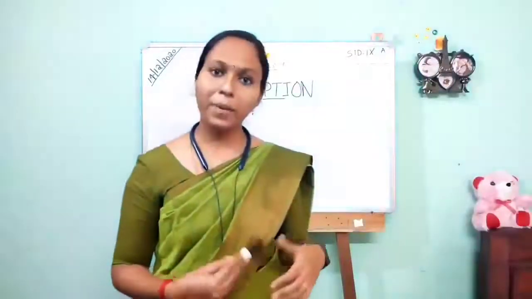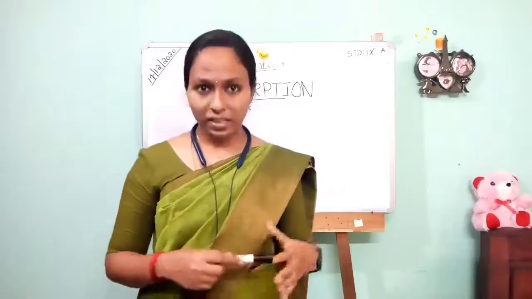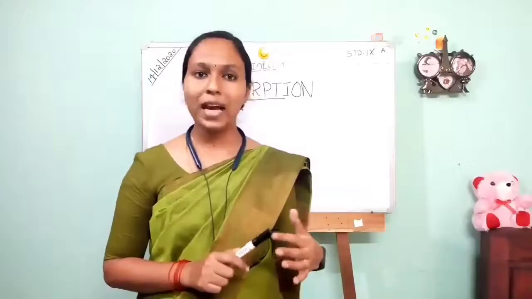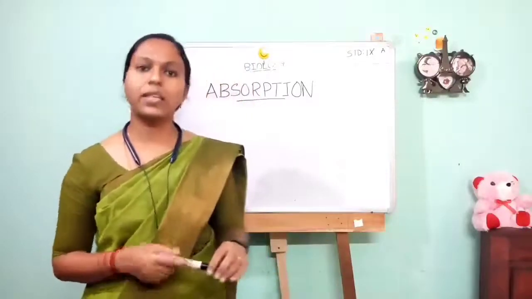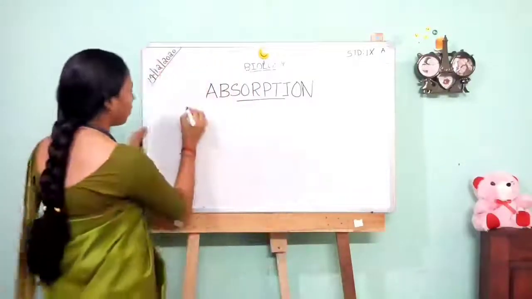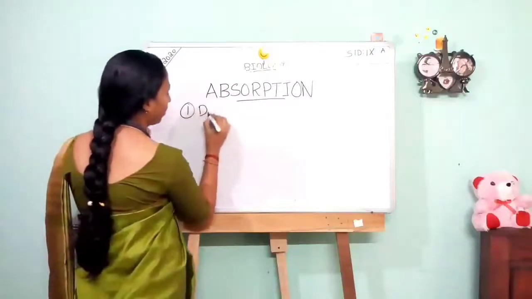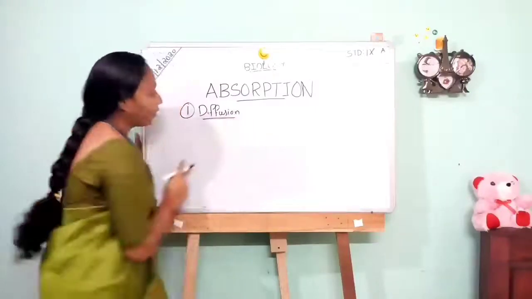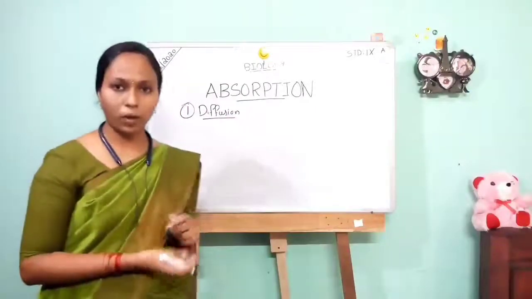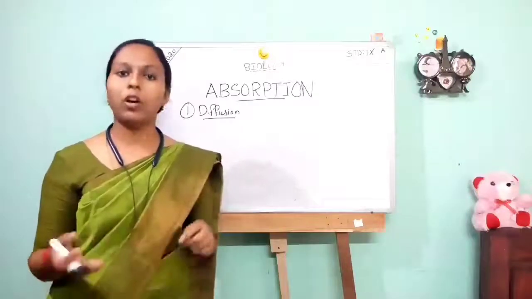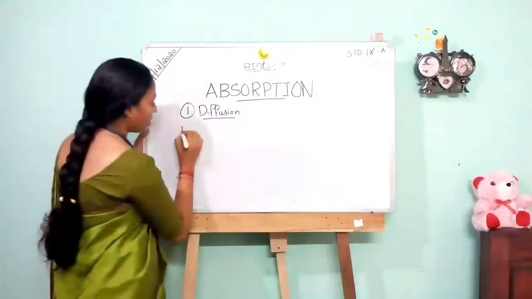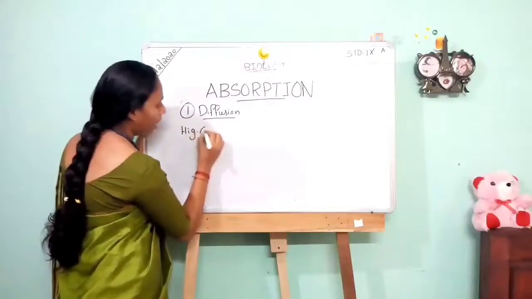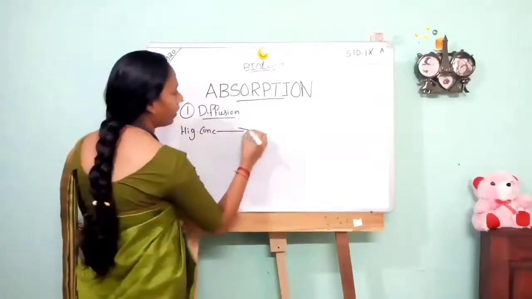Nutrients are absorbed in our body through many processes: diffusion, osmosis, facilitated diffusion and active transport. The first one is diffusion. Diffusion is the movement of molecules from a higher concentration to a lower concentration.